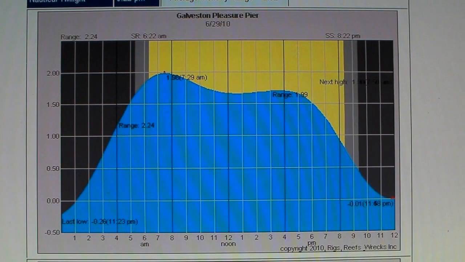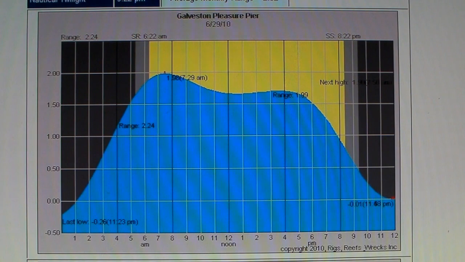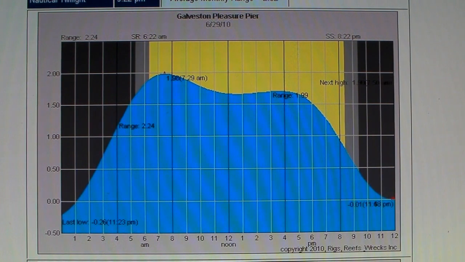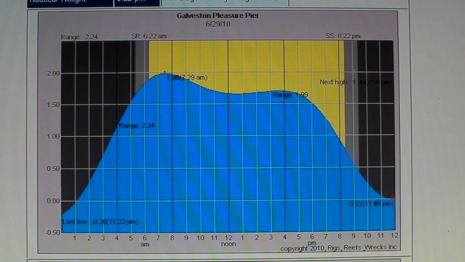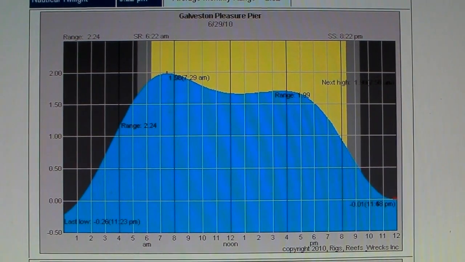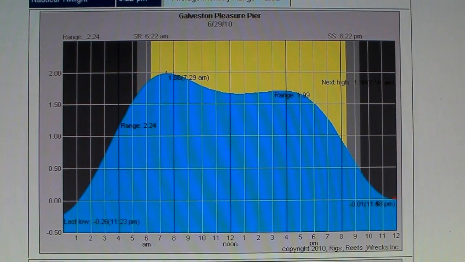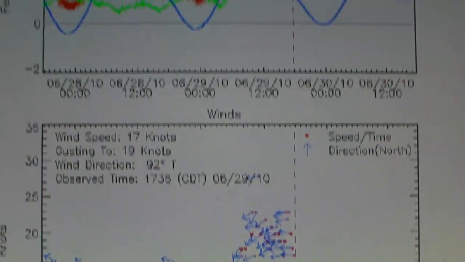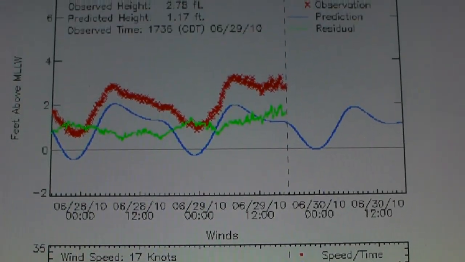Now we're going to take a look at a few different tide charts and see the differences between them. This is the one I showed you earlier for Galveston Pleasure Pier, and this one shows you predicted tides. What this one doesn't show you is what the tides are actually doing. This one just shows you what the tides should be doing. Another chart I like to use is the NOAA's chart. And they've got a lot of good information on their website.